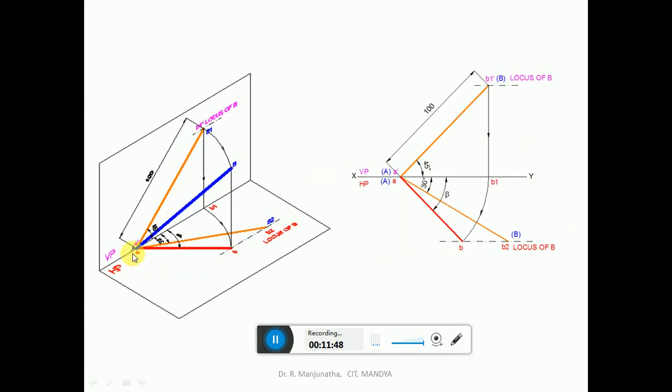So here we have considered the true length in the front view. So obviously the true length will be parallel to the XY line in the top view. You can see that line parallel to the XY line in the top view. But due to the presence of this line, the B1 will not be here. B1 should be in front of VP by this distance. By using AB1 as the radius, you draw an arc such that it cuts the locus of B here. So join A to B with a dark line.